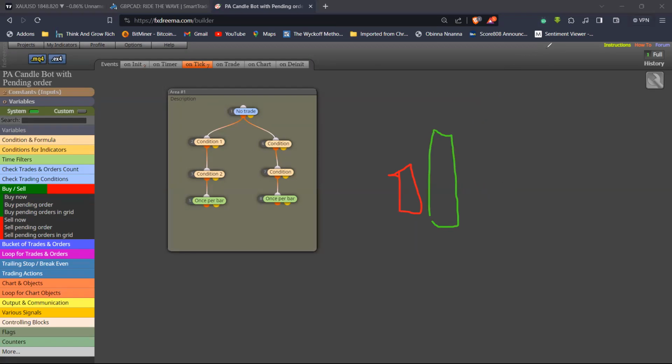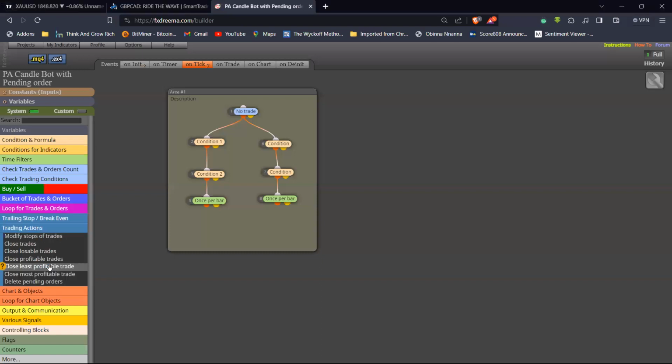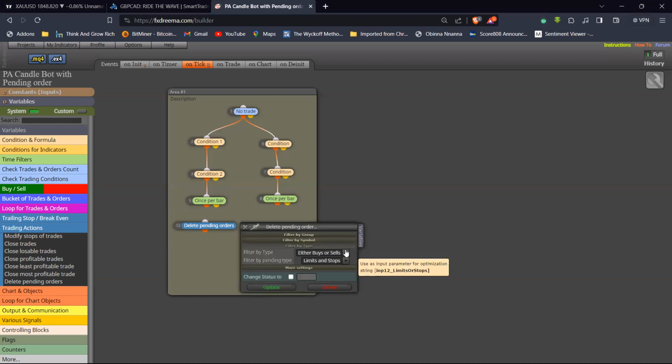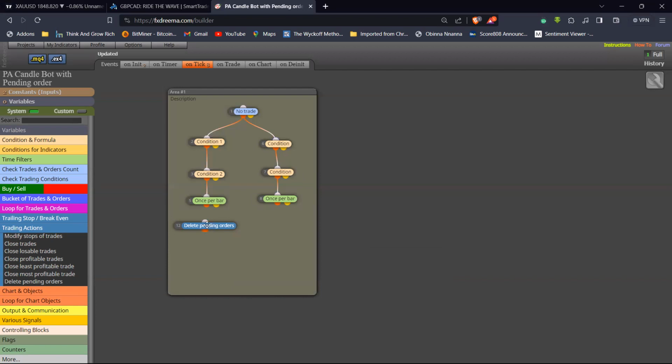Okay. So for that purpose, what we're going to do is come here, and under trading action, say delete pending order. So we're going to drag the delete pending order tab here like so. Let's just adjust this down a little bit. So the delete pending order tab, we'll double click on it and look at, because it's a buy condition, we'll select just buys, okay? And then we'll leave this at stop and limit. So we update this, okay? So once per bar, delete pending order, okay?